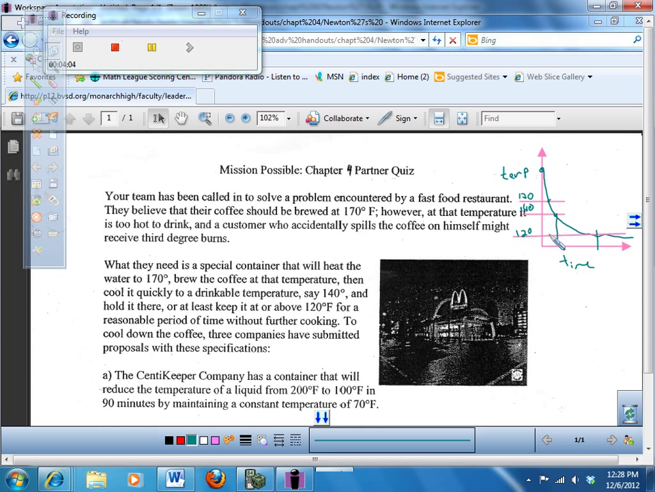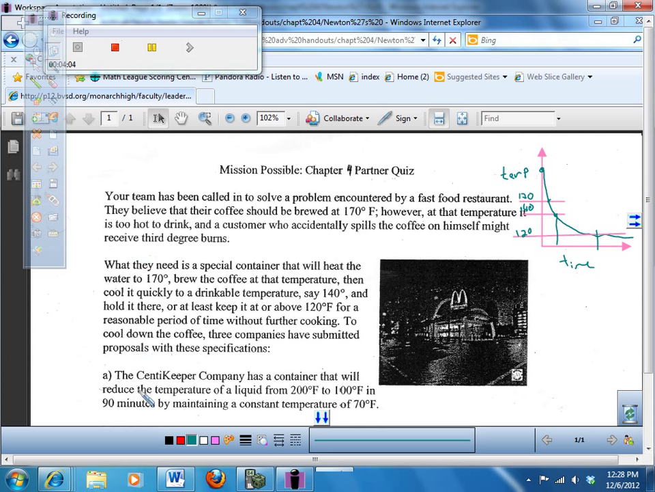I figured out that when I go to Starbucks, for some reason their coffee seems to stay warm in those cups for a pretty long time. And they must have figured out a pretty good container that works. Whereas other coffee companies, that time is shorter. You know what I mean? Okay? So what you're looking for is a coffee company where it cools down pretty quickly and then it stays between 140 and 120 for a relatively long period of time.